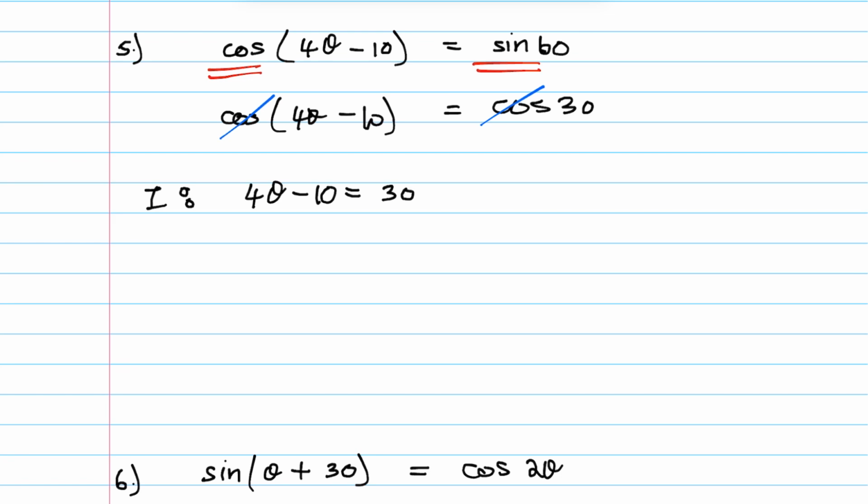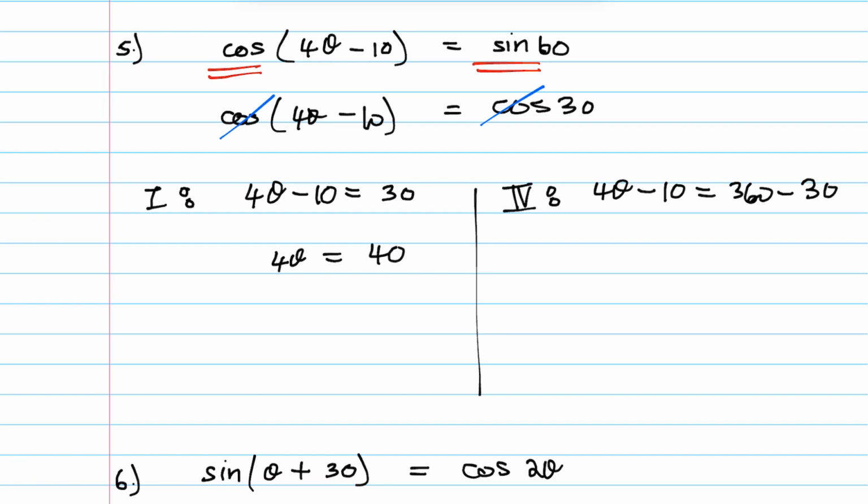But remember, cos is also positive in the fourth quadrant, so I need to write out another solution. Let's start out with our angle again, 4 theta minus 10 degrees, and that should be equal to 360 minus our reference angle, 360 minus 30 degrees. Now we can actually solve our equations. I will simply add 10 degrees to both sides, and then I'll divide by 4, and so that gives me theta equal to 10 degrees.